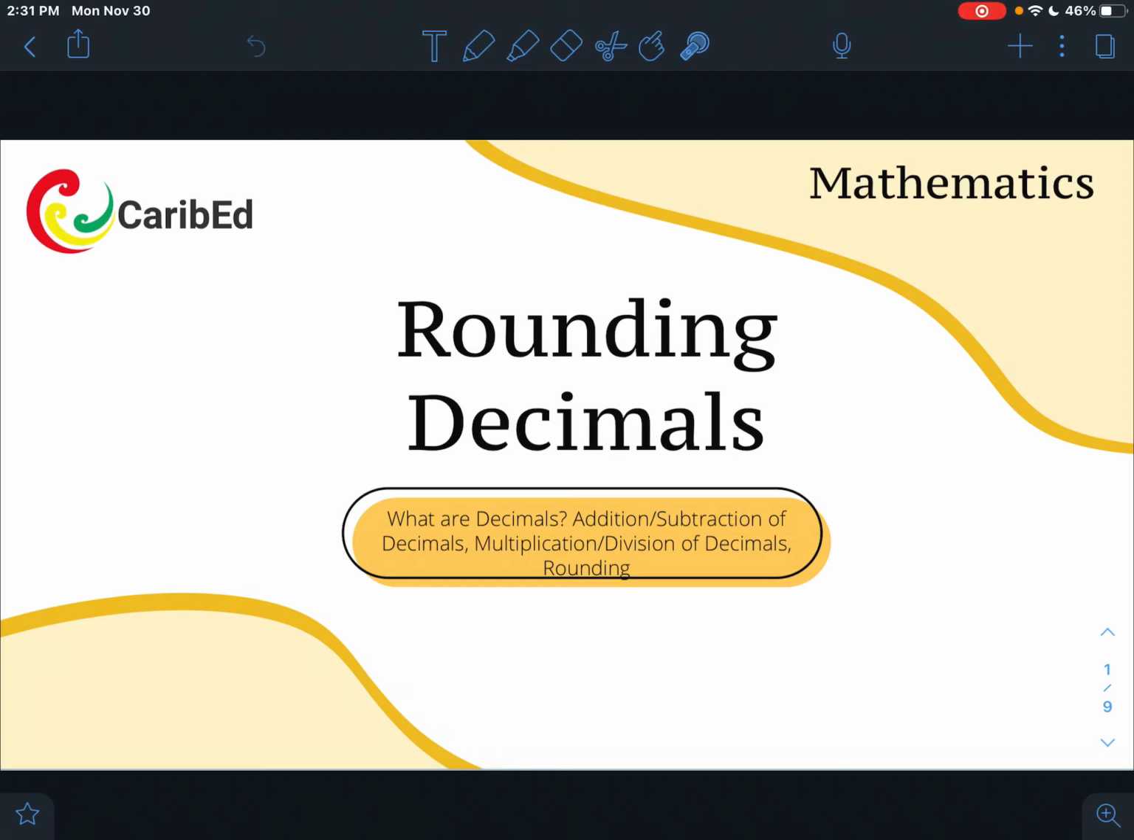Hi, we're going to be learning about rounding decimals today. So before we start, you'll want to have reviewed the slides: what are decimals, addition and subtraction of decimals, multiplication and division of decimals, and rounding. As mentioned in previous presentations, decimals are a part of a whole number. We usually round decimals after computation, such as adding, subtracting, multiplying, or dividing.